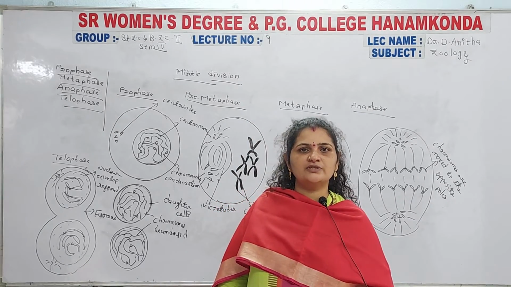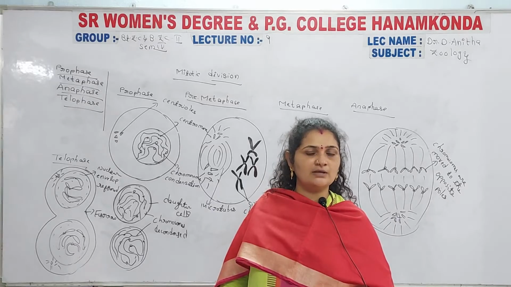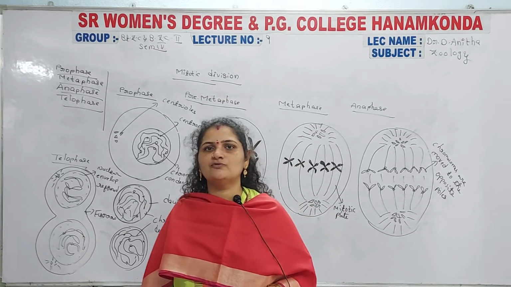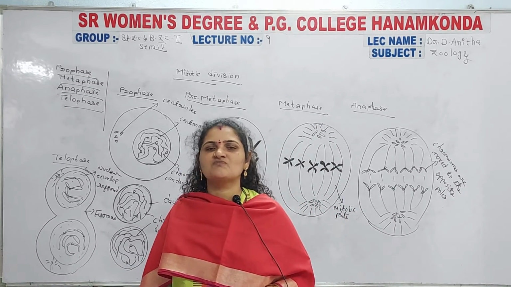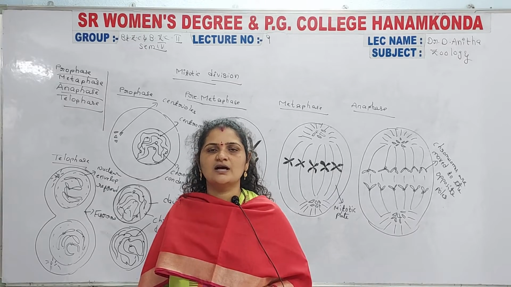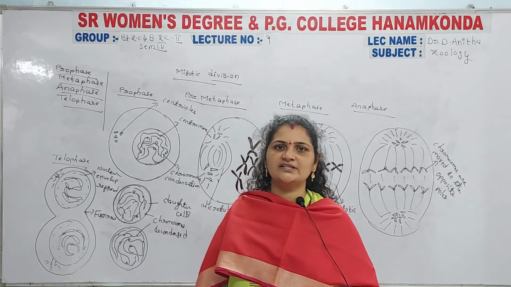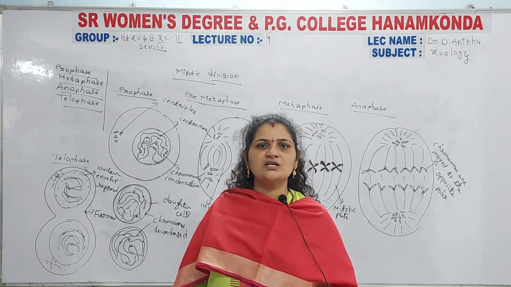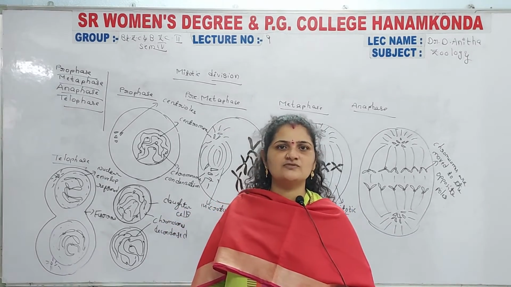The G1 phase is a gap phase. Why? Because it can take more time. It happens before commencement of DNA synthesis. The S phase takes place during the DNA synthesis, and the G2 phase after completion of DNA synthesis. Then the M phase, the mitotic division phase, starts.